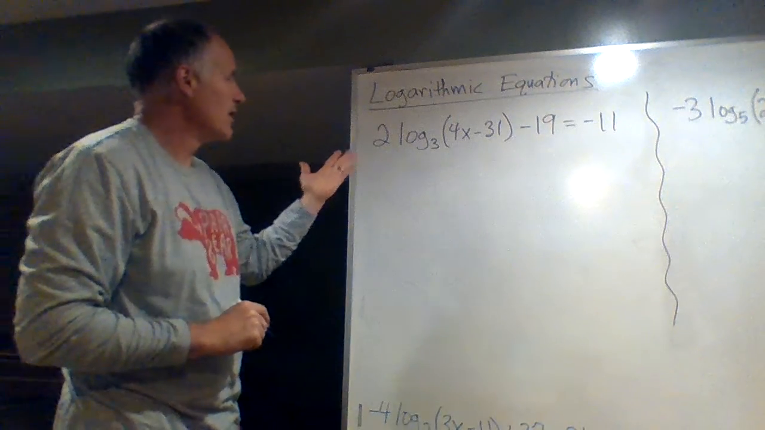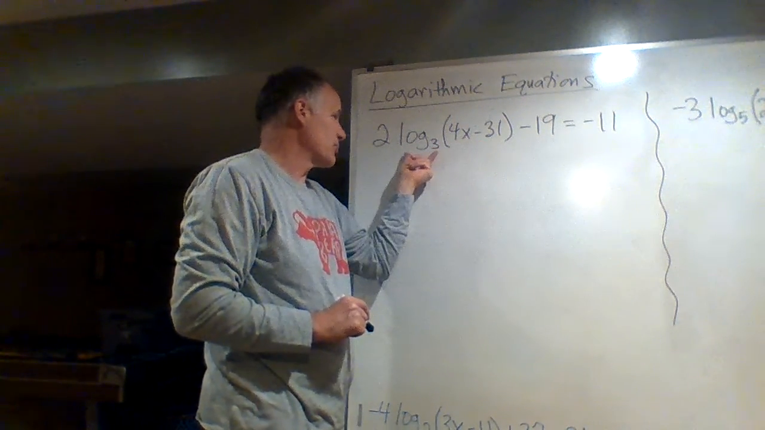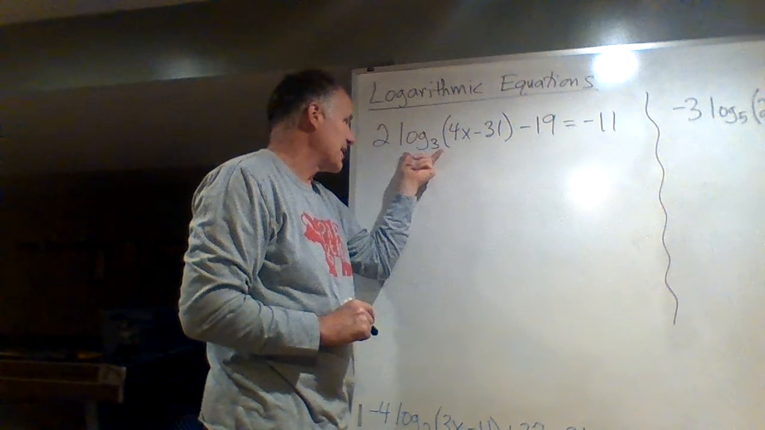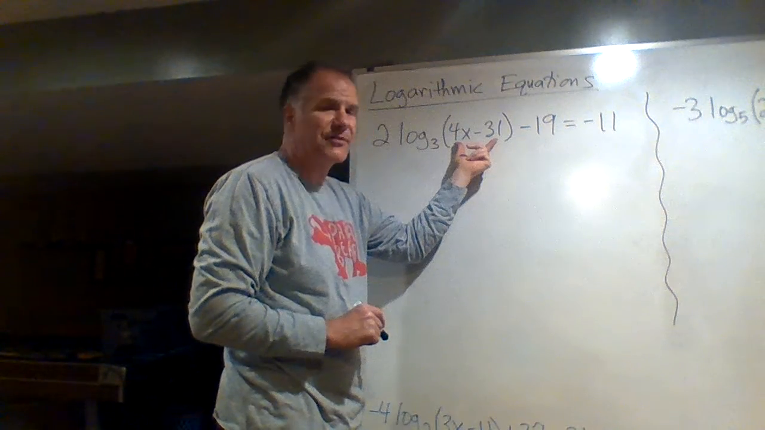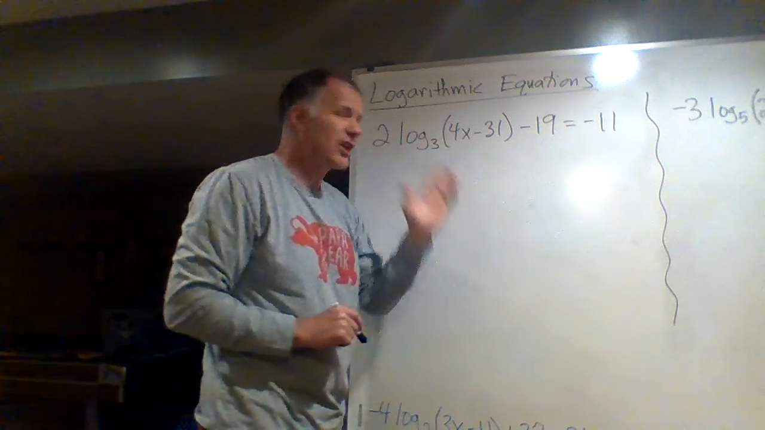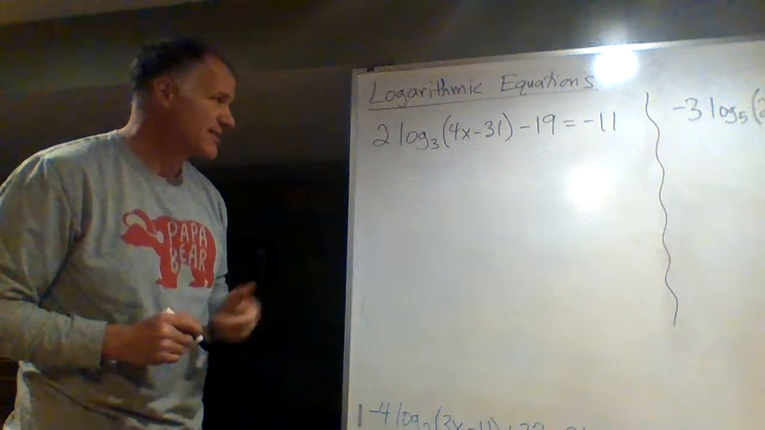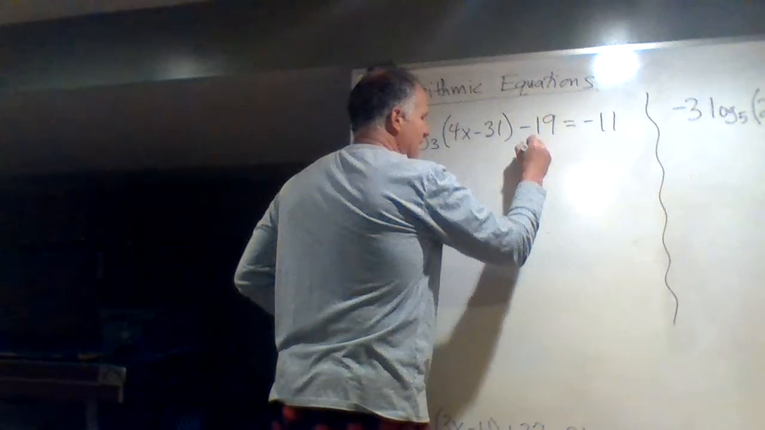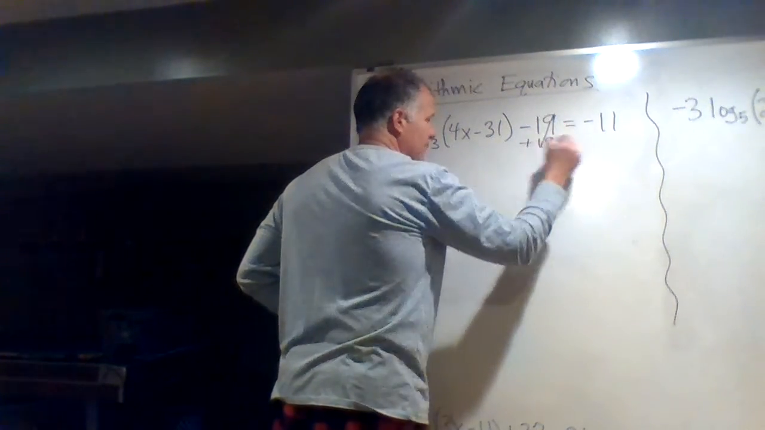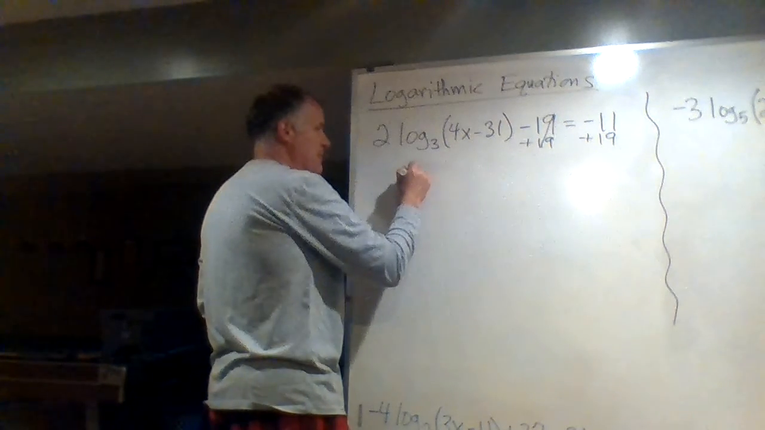Now remember, I can't do anything with this inside the parentheses till I get rid of the log. So once I get rid of the log 3, I can solve this 4x minus 31. So that's something for the end. The first thing we look for, remember, is plus or minus that's not inside the parentheses, which would be the minus 19. So we're going to add 19. Hopefully this is coming back to you.